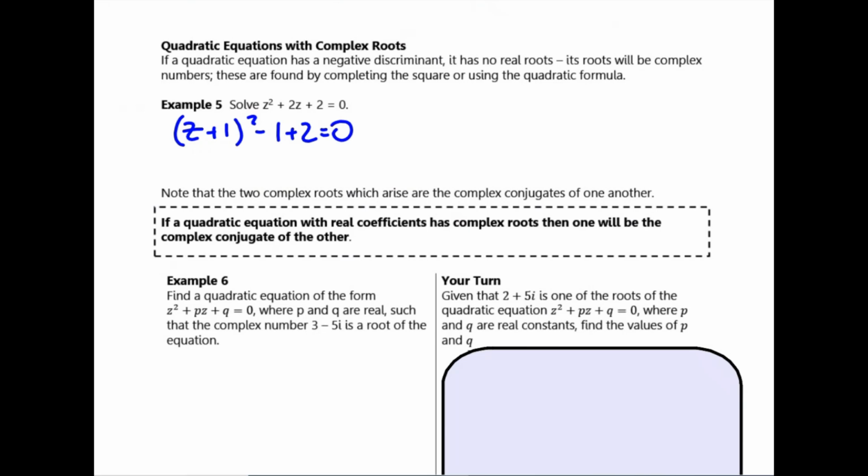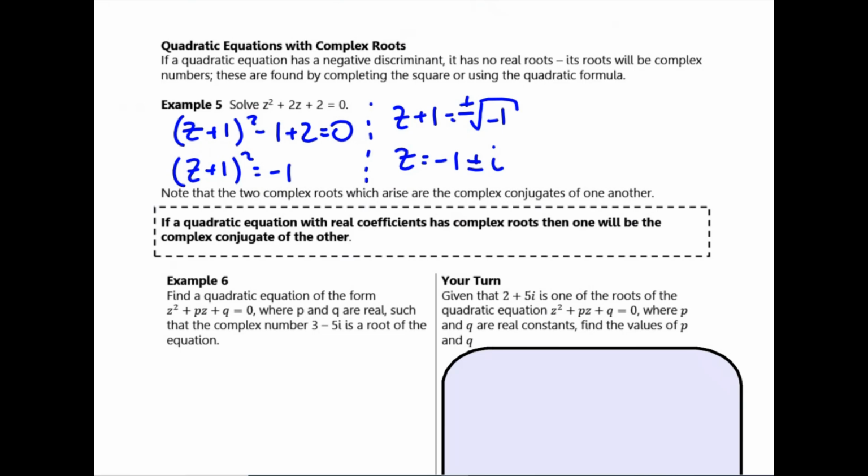Half the x term, square, take it away. That gives you a +1. So if I take that across, equal to -1. I can square root both sides. Don't forget your plus or minus. Root -1, remember, is i, so I can write the roots of this as -1 plus or minus i.